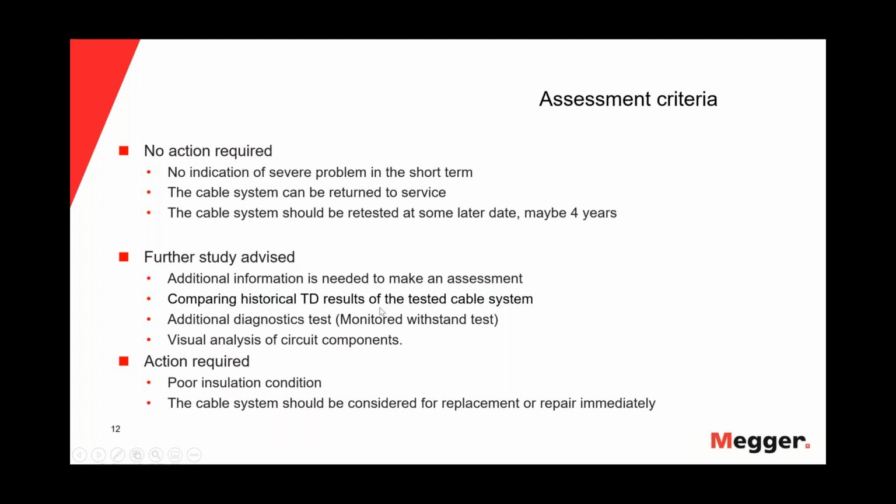This is important because historical means that you've done this more than once in an aged circuit, not new. An example would be a cable run that before had a failure, you added a splice, and so you had the data before the splice, and then you would have it after the splice. Additional diagnostics: test, monitored withstand test, visual analysis of circuit components. And then of course action required would be poor insulation condition. The cable system should be considered for replacement or repair immediately.